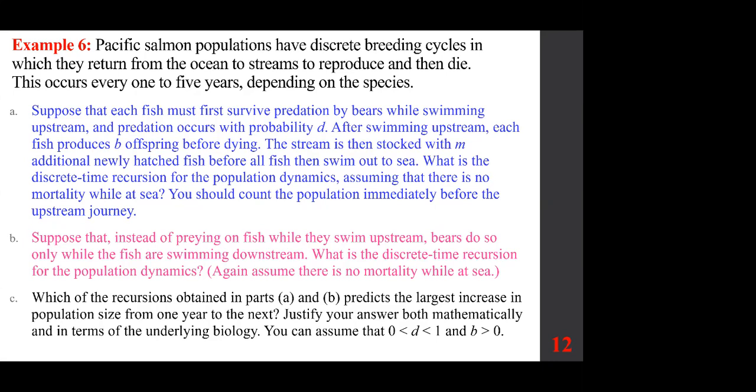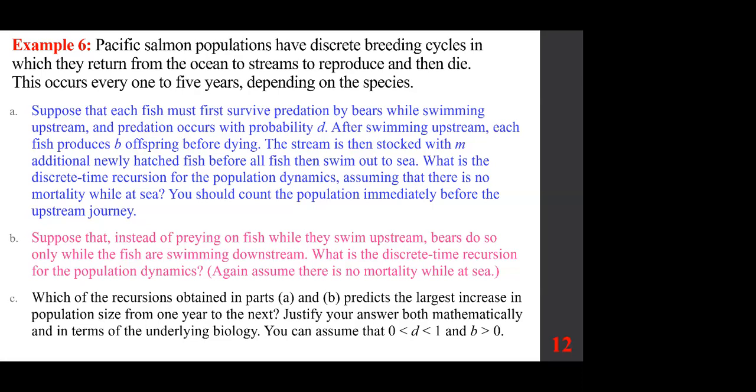Thank you. Example 6. Pacific salmon populations have discrete breeding cycles in which they return from the ocean to streams to reproduce and then die. This occurs every 1 to 5 years, depending on the species. Suppose that each fish must first survive predation by bears while swimming upstream, and predation occurs with probability D. After swimming upstream, each fish produces B offspring before dying. The stream is then stocked with M additional newly hatched fish before all the fish then swim out to sea. What is the discrete time recursion for the population dynamics, assuming that there is no mortality while at sea? You should count the population immediately before the upstream journey.